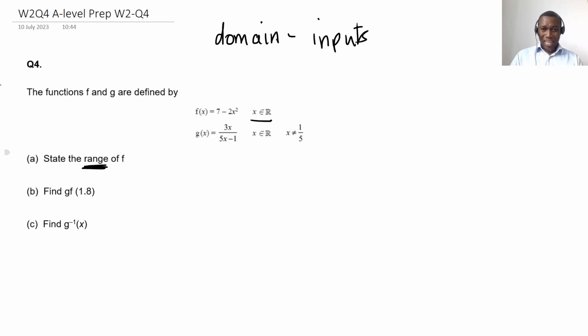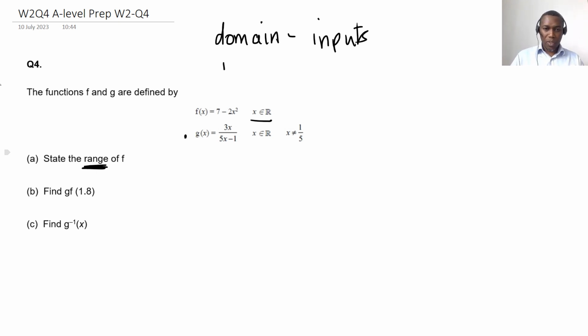So your domain, that's your set of inputs, and you can put any number in here. There's no restrictions on the inputs. You can see for g of x there is a restriction. It's real numbers, but x can't be 1/5. Can you tell me why it can't be 1/5? Exactly. If we put a 1/5 in there, the denominator would evaluate to 0, and we cannot divide by 0. So that's why the constraint that x cannot be 1/5 is put in for g of x. But for f of x, any value would work.